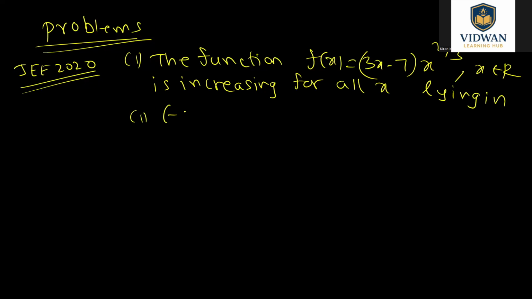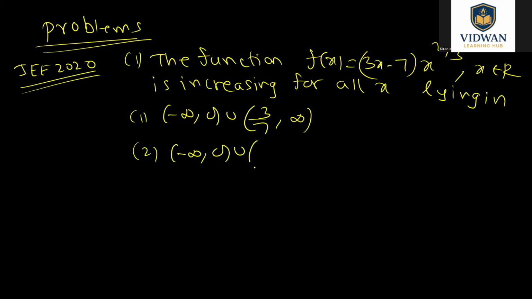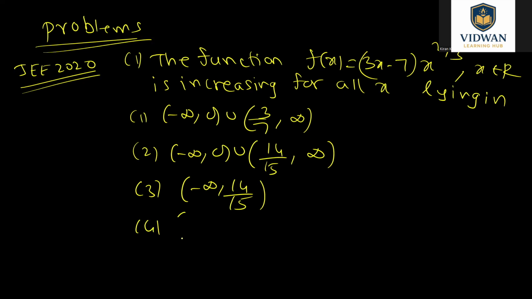First option is minus infinity to 0 union 3 by 7 to infinity. Second option, minus infinity to 0 union 14 by 15 to infinity. Third option is minus infinity to 14 by 15. Fourth option, minus infinity to minus 14 by 15 union 0 to infinity. So in which interval is this increasing?